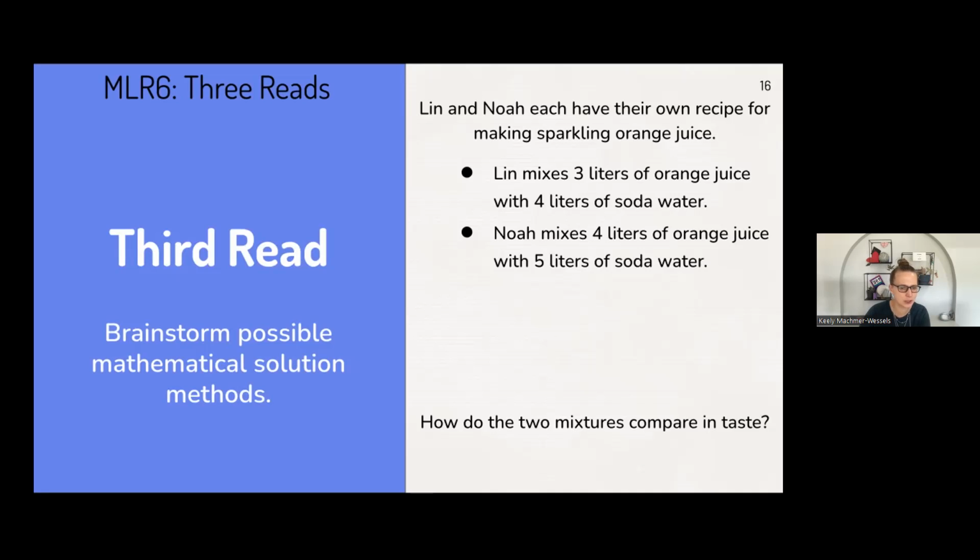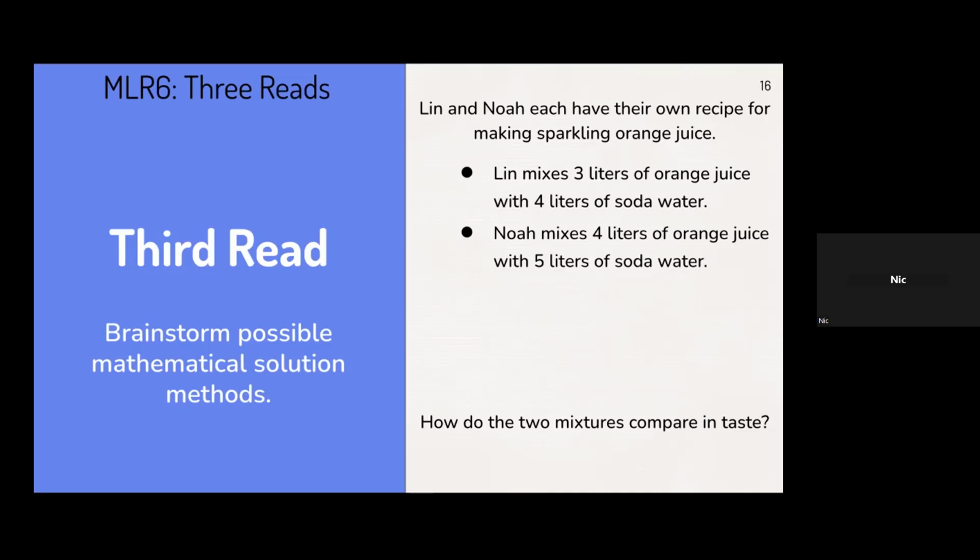Nick, you could do spots? I don't know what that one means. Tell me more about that. So you could just make a circle for each one, and then you have orange spots for orange juice, and clear spots or white spots for the soda water, and that way you can look at it and get an idea of what it's going to look like.